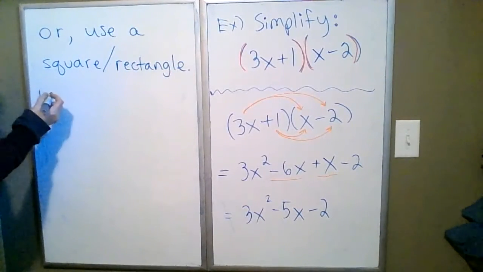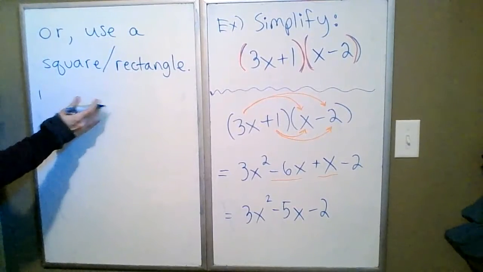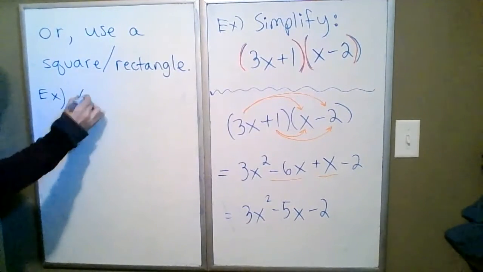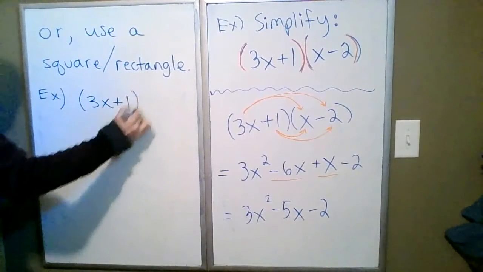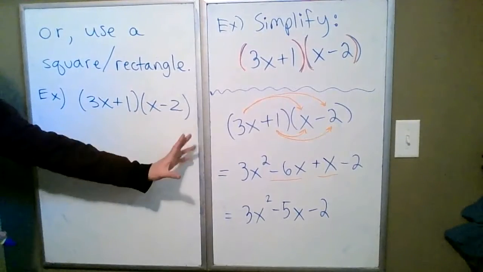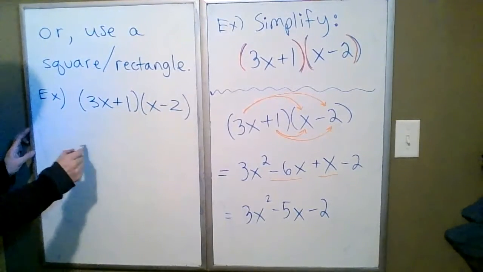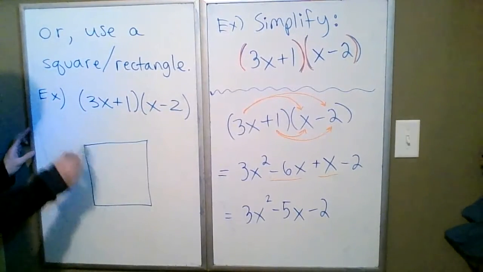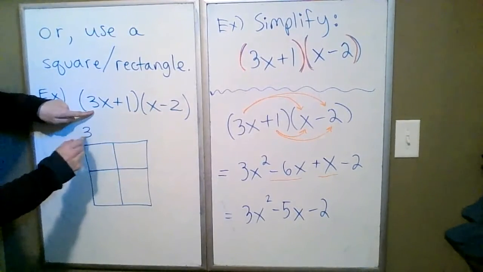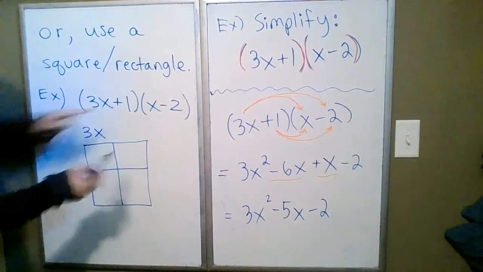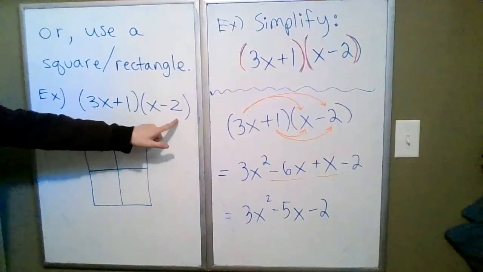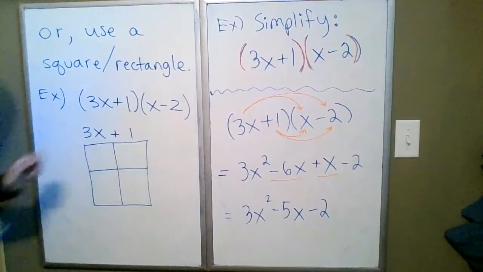It's the same example. So I'm going to just take this. We can copy it down. Same problem. And then instead of doing this FOIL thing, we make a rectangle or a square. This one's going to be a square because the first polynomial has the 3x and a positive 1. And x minus 2, or positive x and negative 2.